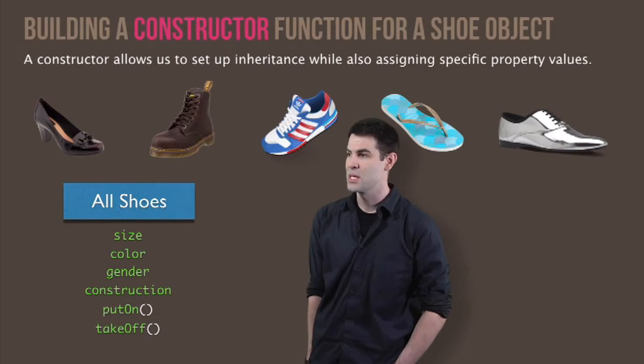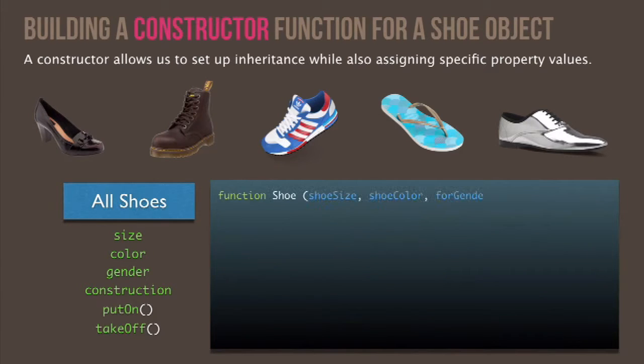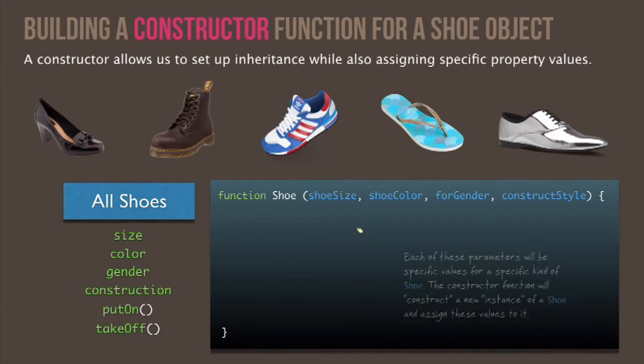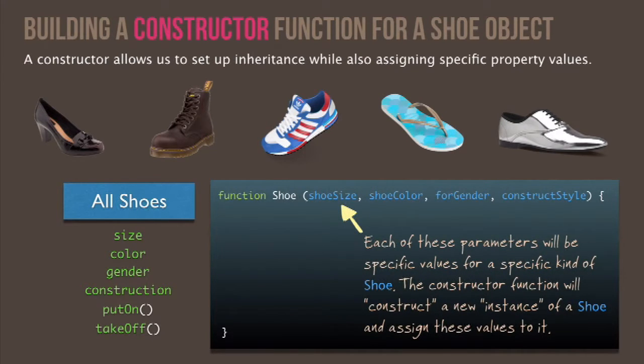That's pretty cool. Looking down here, you can see we've established a function and we've called it shoe with a capital S. That's important because capitalizing a function's name sort of distinguishes it in JavaScript as a maker of an entire class of objects. Now, each of these parameters that you see here will be specific values for a specific kind of a shoe. The constructor function will construct a brand new shoe and then pass these specific parameters into that particular instance of the shoe.